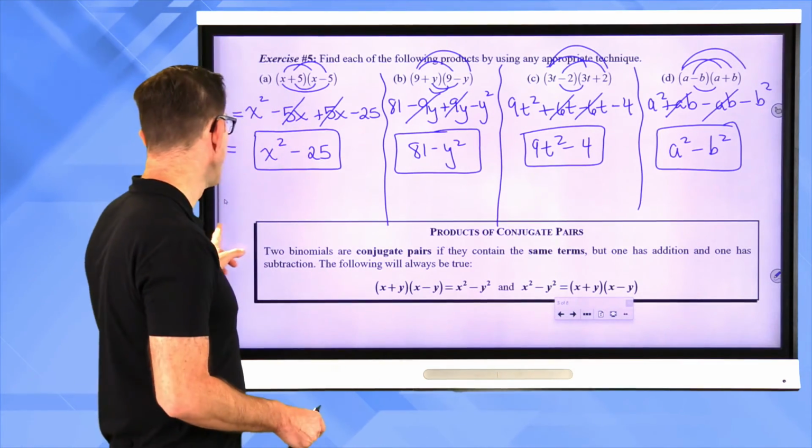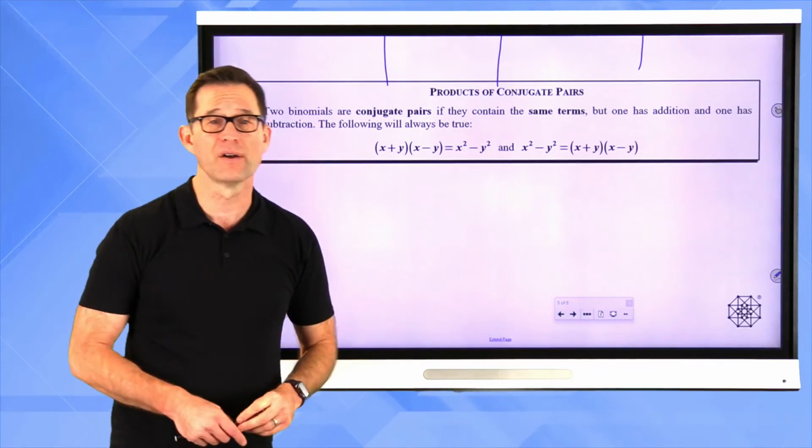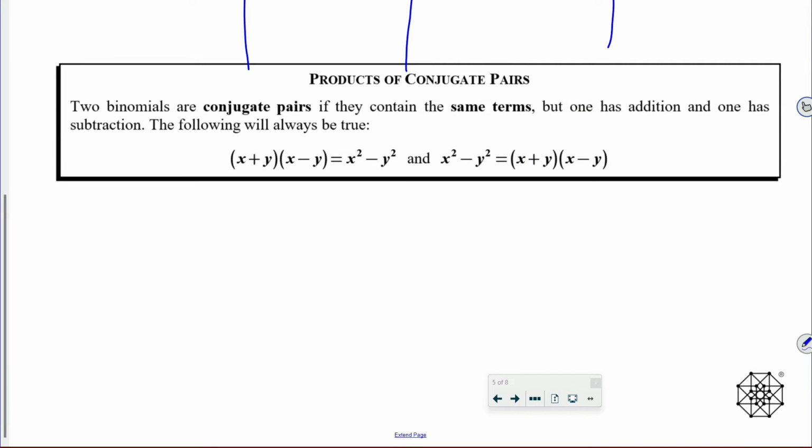And that's exactly what we've got going on here, product of conjugate pairs. Two binomials are conjugate pairs if they contain the same terms, but one has addition and one has subtraction. The following will always be true. x plus y times x minus y equals x squared minus y squared, and importantly, right, equality, two-way street, x squared minus y squared is equal to x plus y times x minus y.